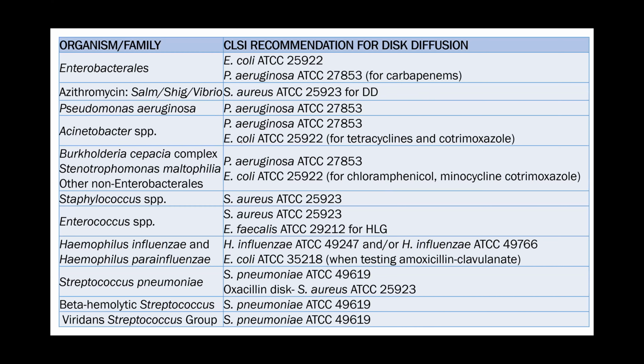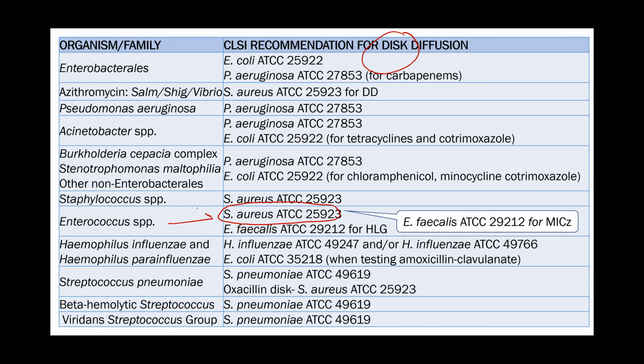Staphylococcus, I told you, dear friends, that Staphylococcus is an example where the ATCC strain requirement is different for disc diffusion and MIC. Disc diffusion it is 25923, whereas MIC it is 29213. And enterococcus, again a big difference. If you're doing disc diffusion test, Staphylococcus aureus is the recommended QC strain for enterococcus, except for high level gentamicin, where the enterococcus specific ATCC strain you have to use.